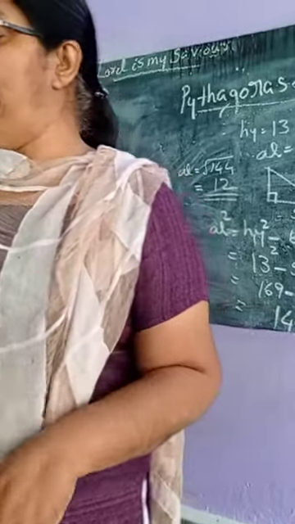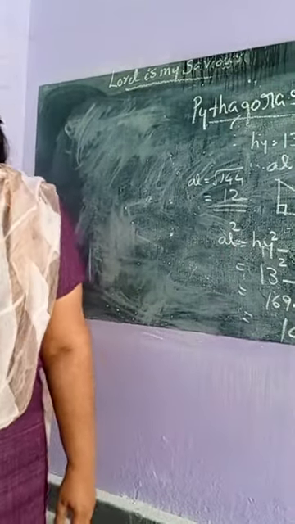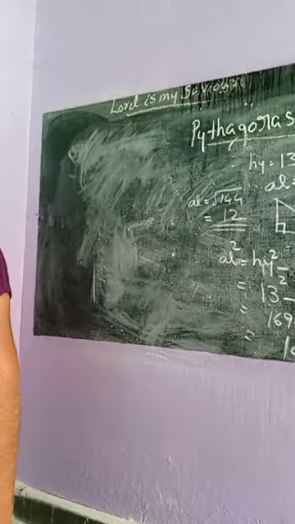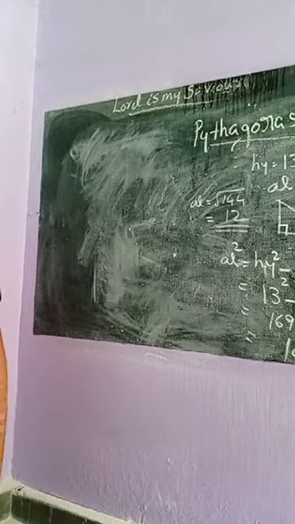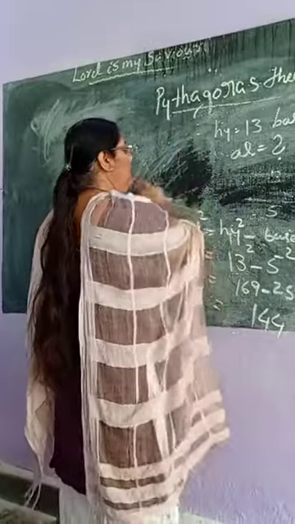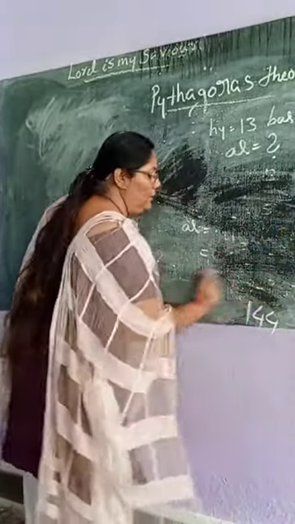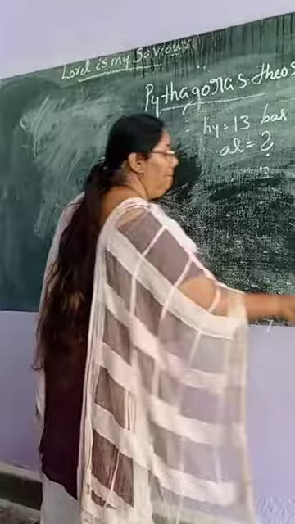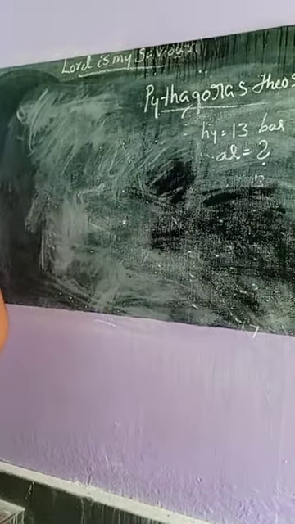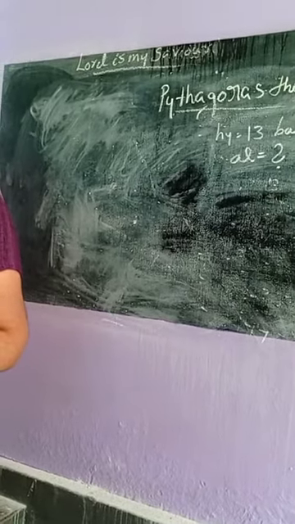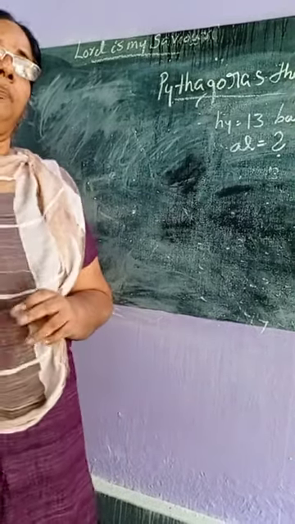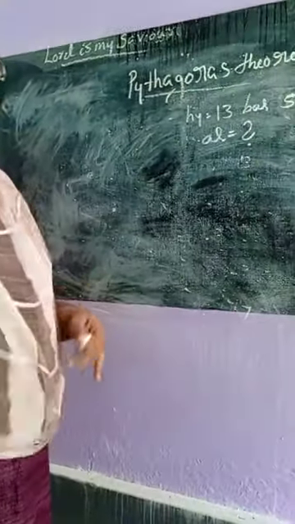Write one question. A ladder 13 meter long rests against a vertical wall. If the foot of the ladder is 12 meter away, 12 meter from the foot of the wall, find the distance of the other end. Find the distance from the other end.